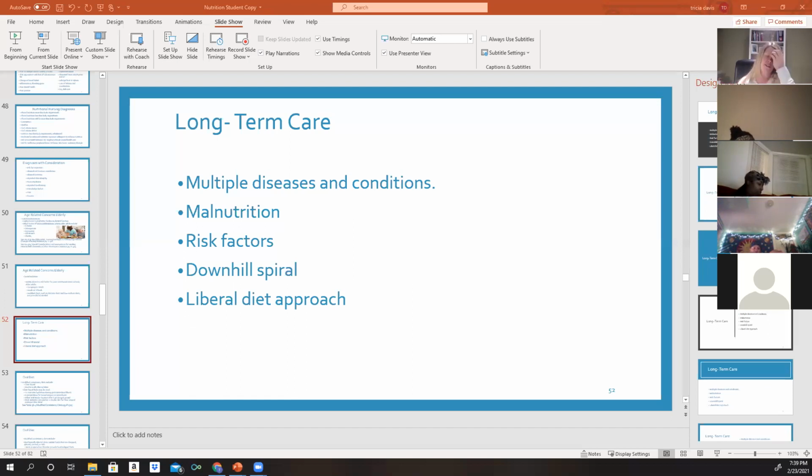You can encourage family members to come in and eat with them. They can come every day. They can come once a week, whatever they can do. Make sure that if they're having issues with their dentures, that we get their dentures fixed.